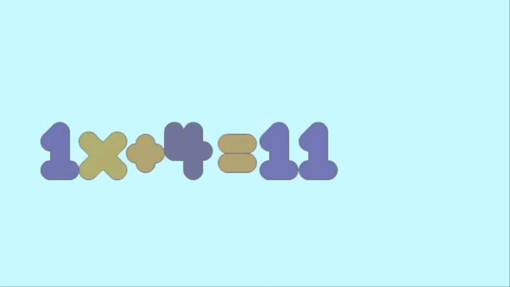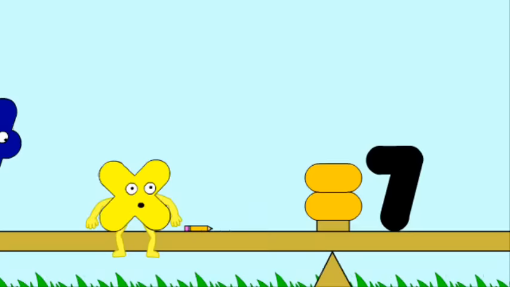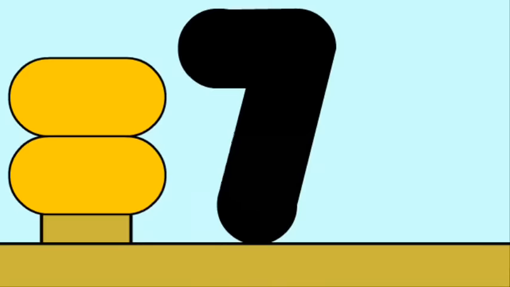Correct. Now do the same with me. 4. Oh, okay. 11 minus 4 is 7. So now what do I do? What's there left to do? Oh! X equals 7, so I'm 7!